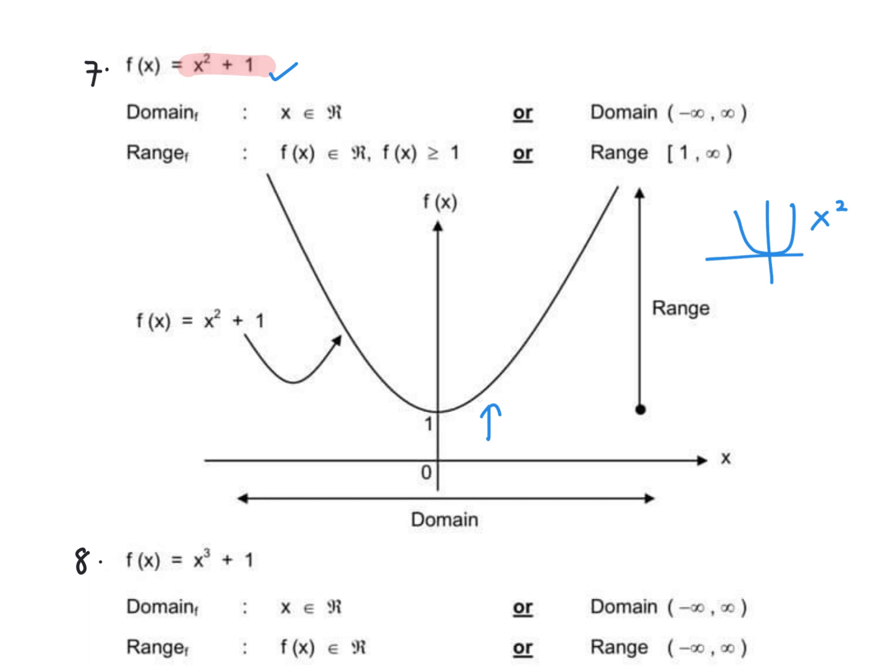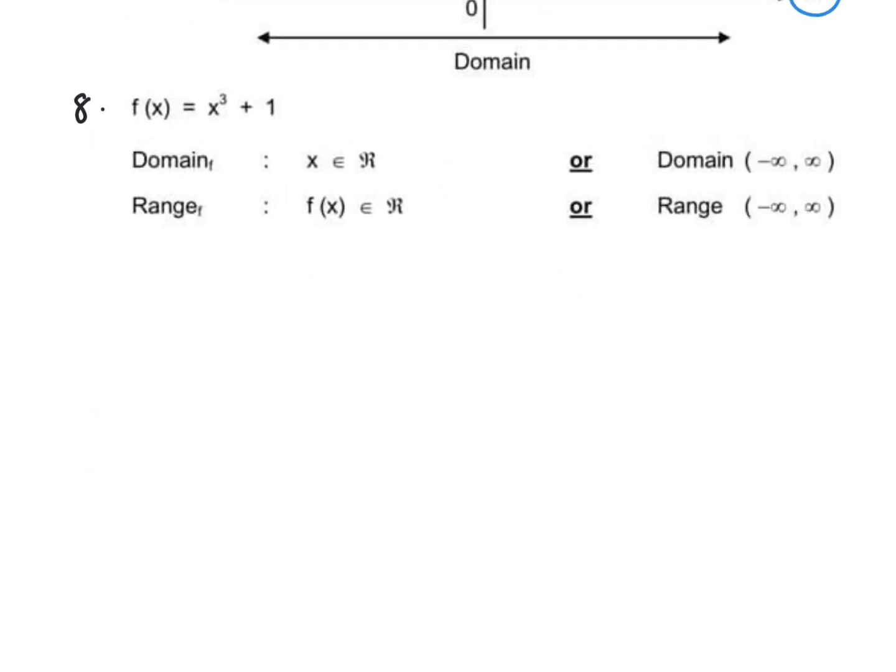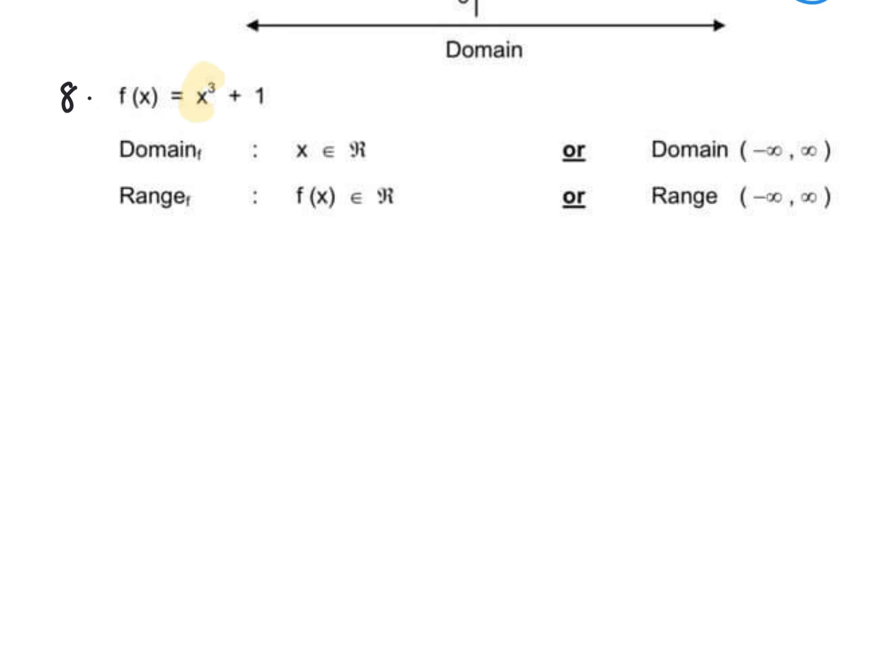The domain should be all real numbers because it covers everything on the x-axis from negative infinity until infinity. The range should be the values from here, from 1 until positive infinity. So f(x) should be greater than or equal to 1, or in interval notation, it is 1 included until infinity.